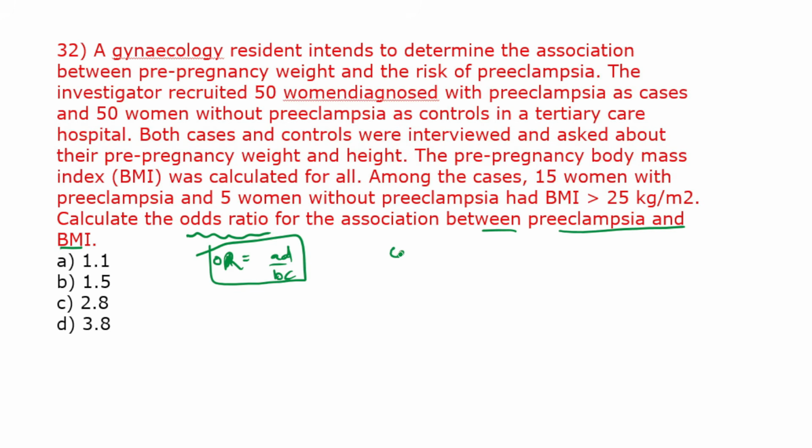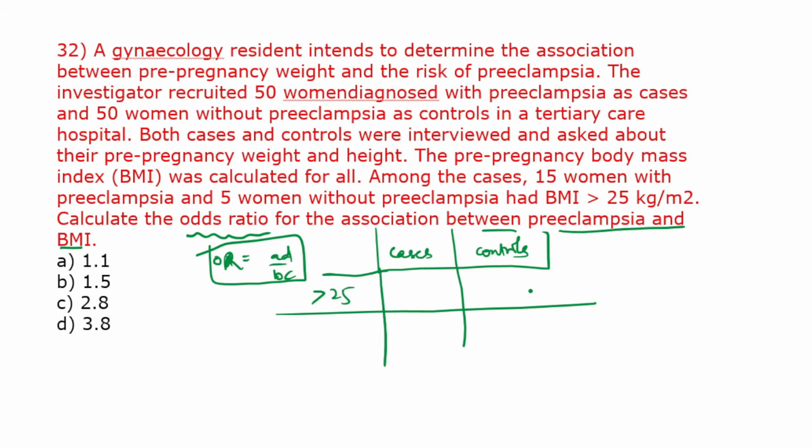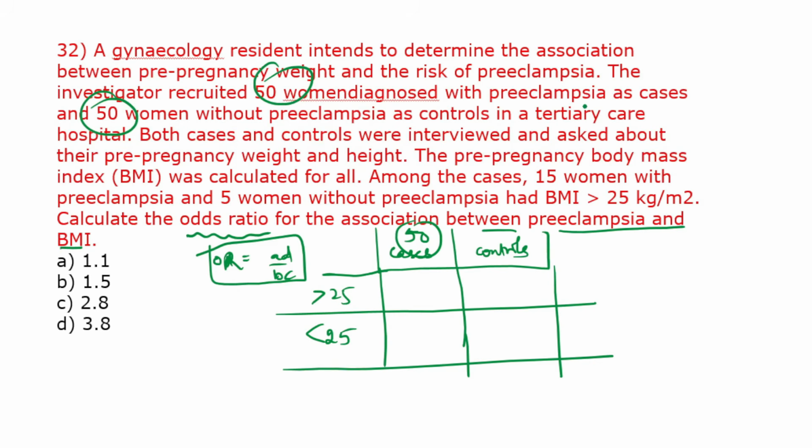First you have the cases, and then you have the controls, cases and controls. Then we have to take women with preeclampsia who are having BMI of more than 25, and then we have another group who are having BMI of less than 25. So out of the 50 cases, they mentioned 50 women diagnosed with preeclampsia as cases and 50 women without preeclampsia as controls. So both of them are 50 and 50.